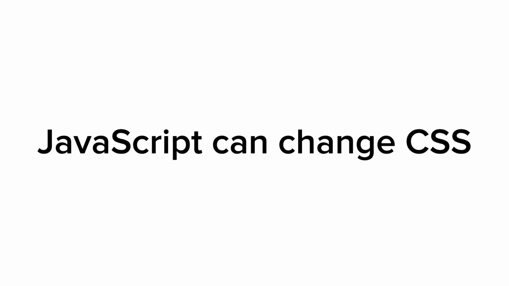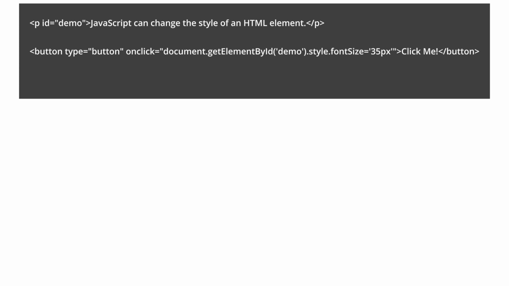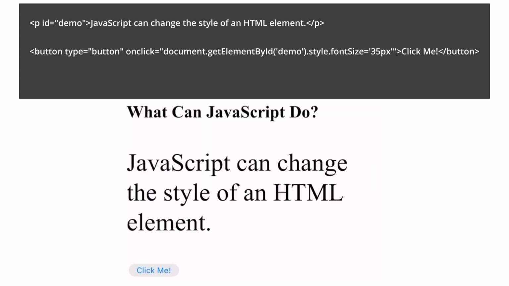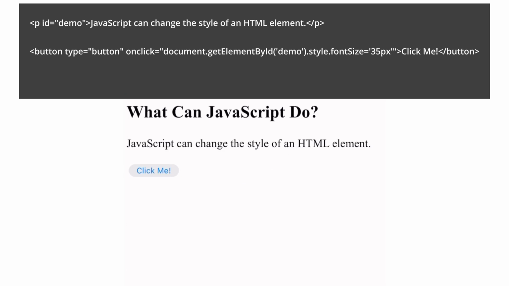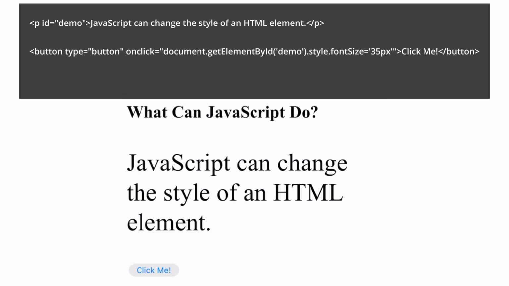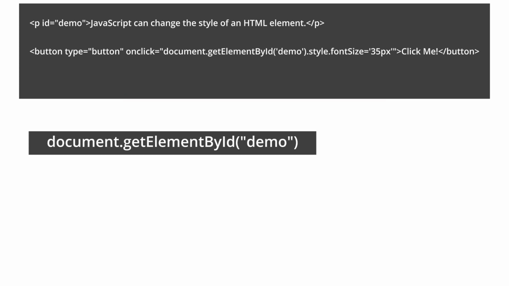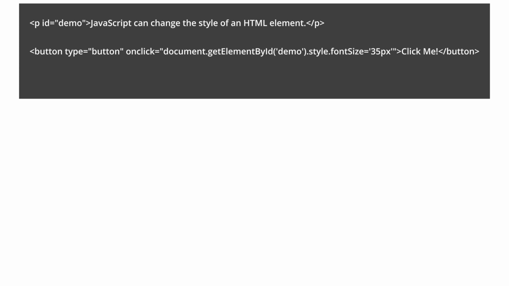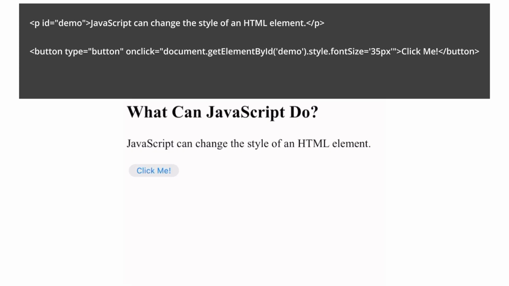JavaScript can change HTML styles, which is CSS. When we click on the button, the style of p tag changes to bigger size. Here, JavaScript changes the CSS and HTML tags. The method is very easy. Let's see how it works. First, we get the element that we want to change. Then we set the size that we want, and that's it. Here is the result.